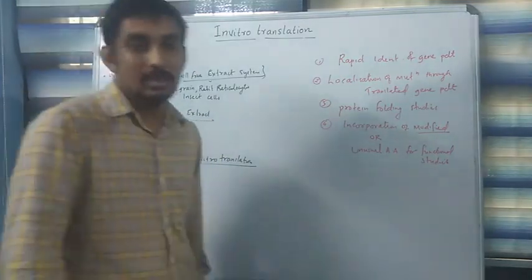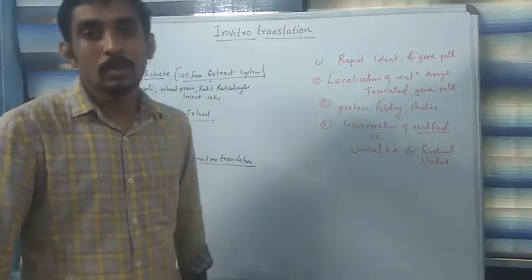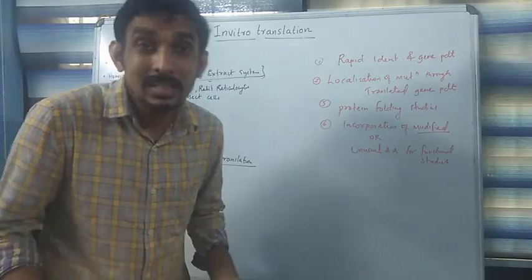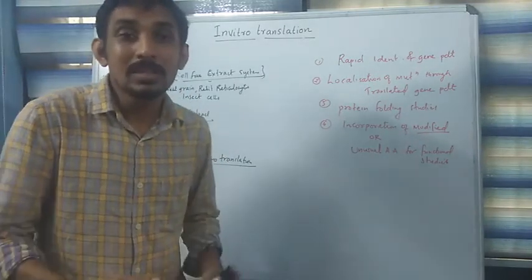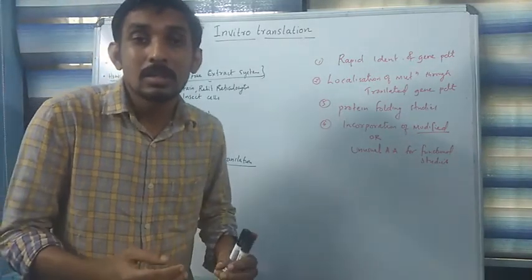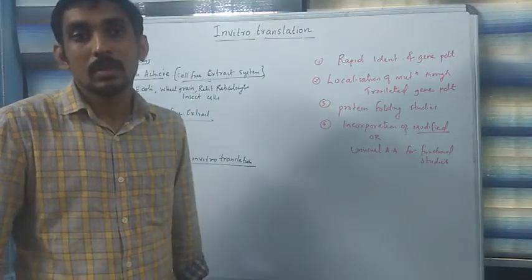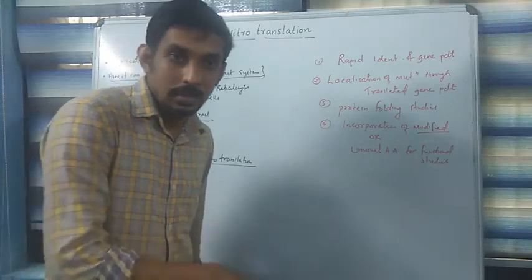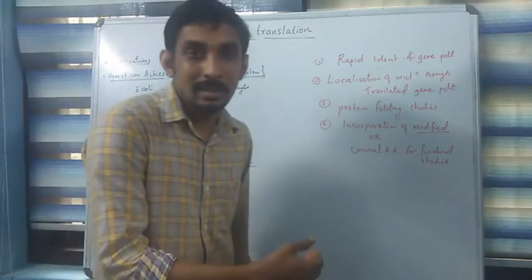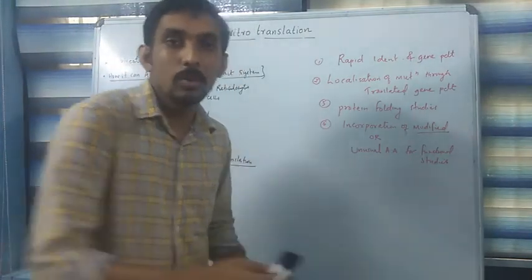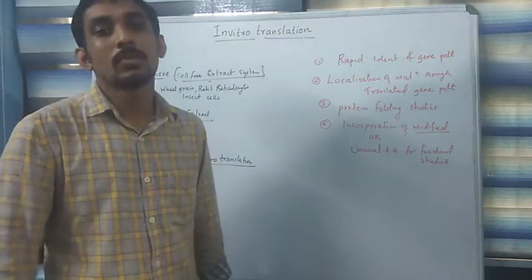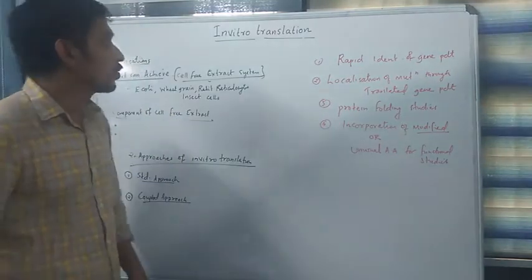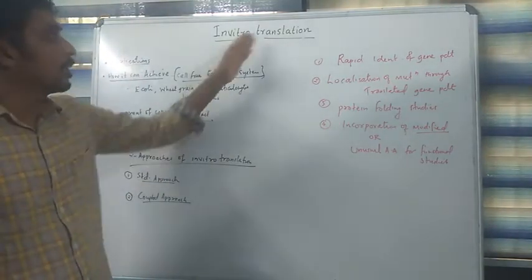And one more thing is that in prokaryotes, transcription and translation are coupled, which means that they occur simultaneously. Whereas in eukaryotes, transcription is first completed within the nucleus, then the transcription product, that is mRNA, moves into the cytoplasm. From the cytoplasm, the process of translation starts. So here we are going to study in vitro translation.